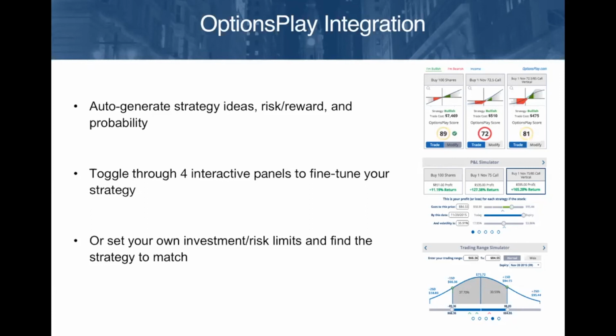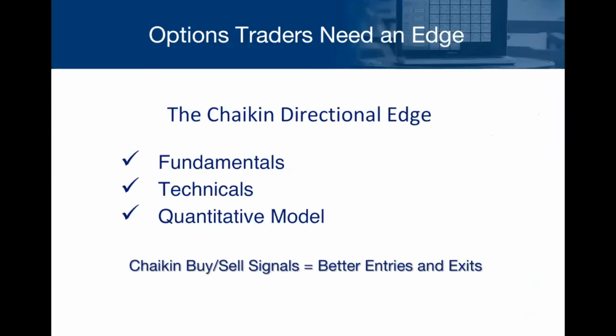Take all the things that the experts look at, put them under the hood, just get in the car, turn on the ignition, and drive to where you need to get. So options traders need an edge. I call it the directional edge. At Chaikin, we give you that directional edge by combining fundamentals with technicals into a quantitative model that we call the Chaikin Power Gauge rating, and then give you 6 pairs of exits and entry signals to help your timing.